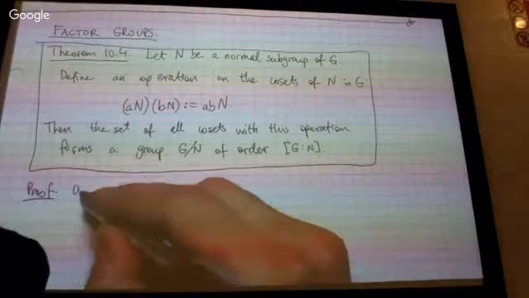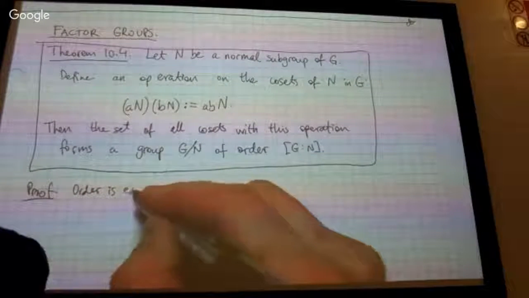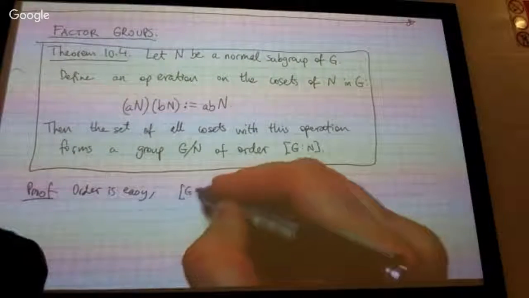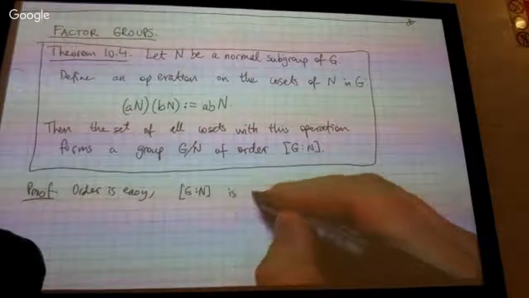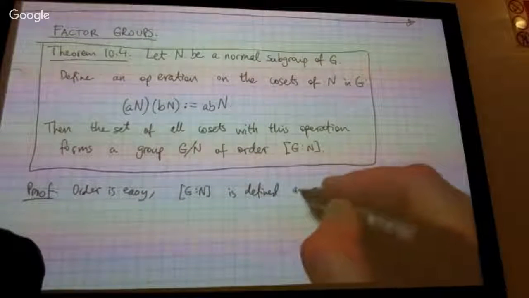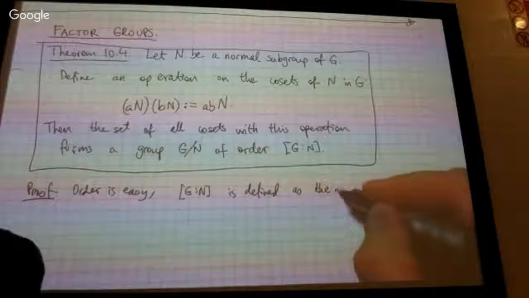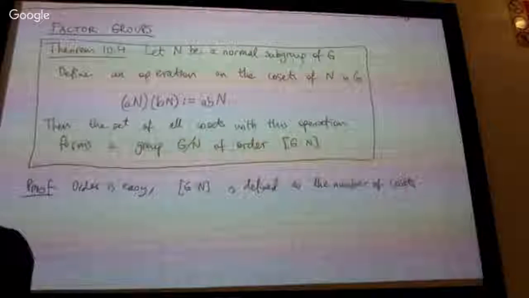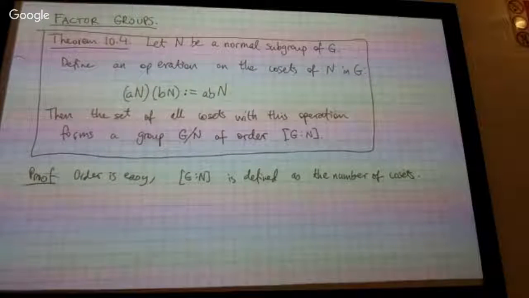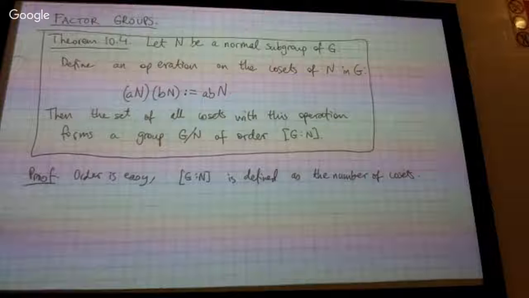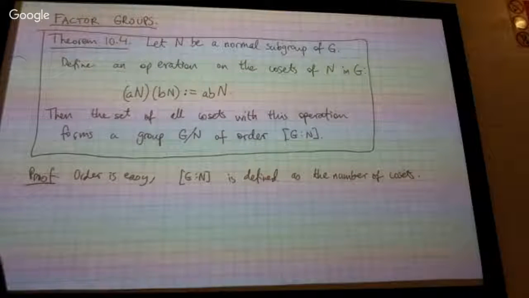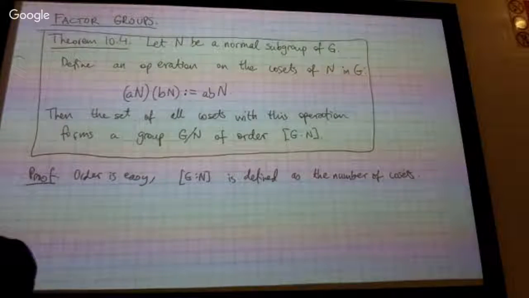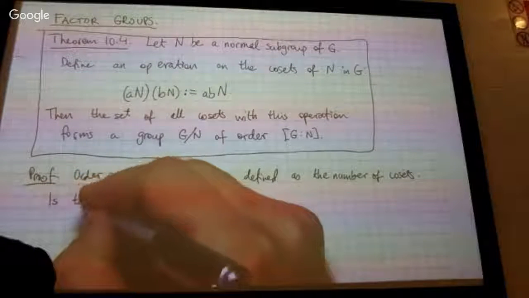So order is easy because this is defined as the number of cosets. The order of the group is the same as the number of cosets. But what is not so easy is showing the operation is well defined.